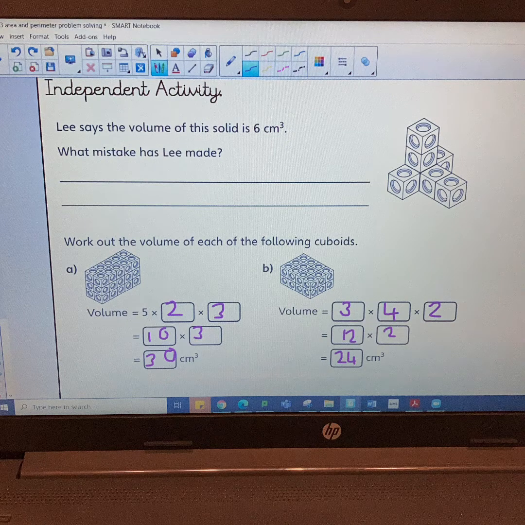For the last question, we're working out the volume, nice and easy. So for A, it is 5 cubes wide, 2 cubes long, and 3 cubes high. So I'm doing 5 times 2 times 3, which would then be 10 times 3, which would be 30 centimetres cubed. And for B, I'm doing 3 times 4 times 2, which would be 24 centimetres cubed.